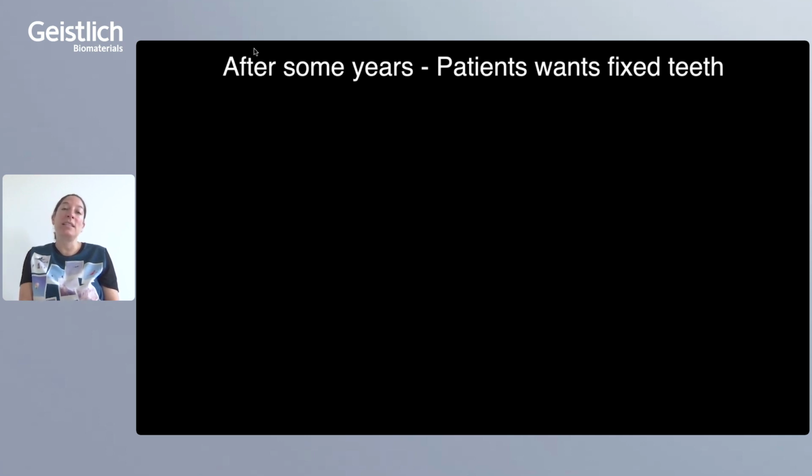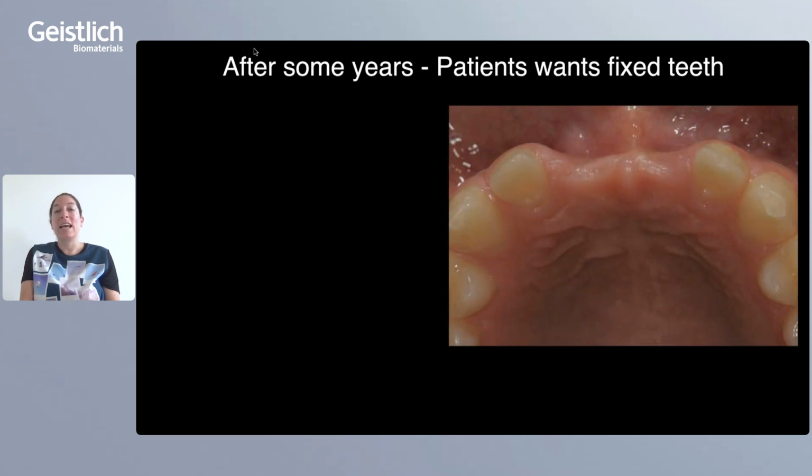So let's have a look at this patient a few years later. She would like to have fixed teeth. She has been going with a removable provisional, and now she has to reach for fixed teeth again. This is the situation we look at, after final healing of the site.